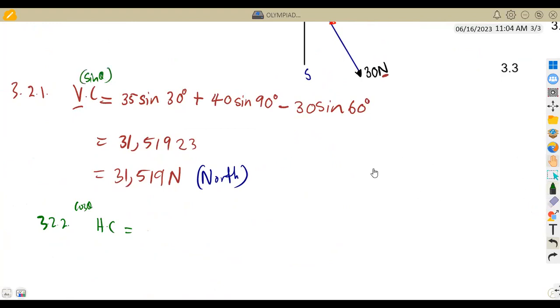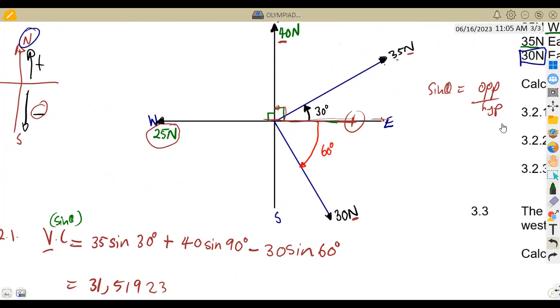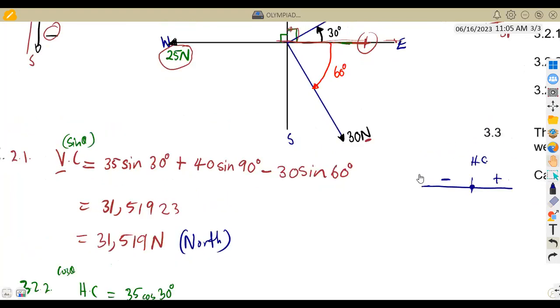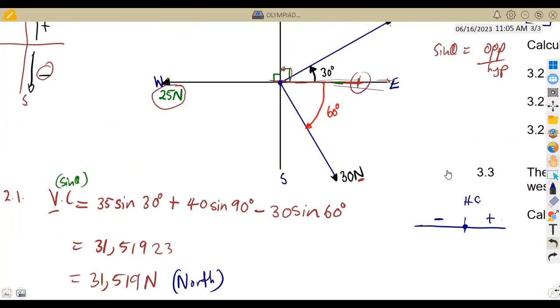All right, so let us check the first one. 35 kilonewton presented to the horizontal, that will be 35 cos 30 degrees. The other thing that you're supposed to consider for the horizontal: to the right is a positive, to the left is a negative. From the origin to the right is a positive, from the origin to the left it's a negative. So this is to the right from where these forces meet. So that's why I present it as a positive.